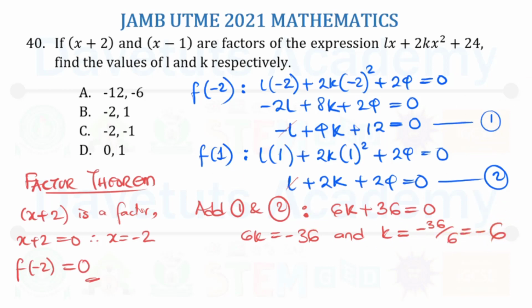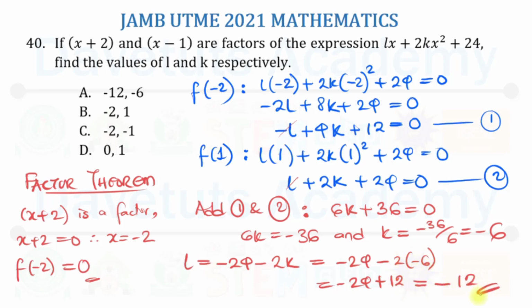So if I find k to be minus 6 like that, I can just say from any of those two equations, like here, from the second equation, L will be minus 24 minus 2k. And that will be minus 24 minus 2 times minus 6. So that will be minus 24 plus 12, because minus 2 times minus 6 will be 12. So this will be minus 12. So L is minus 12, K is minus 6. And option A is giving us that as the correct solution to this question.